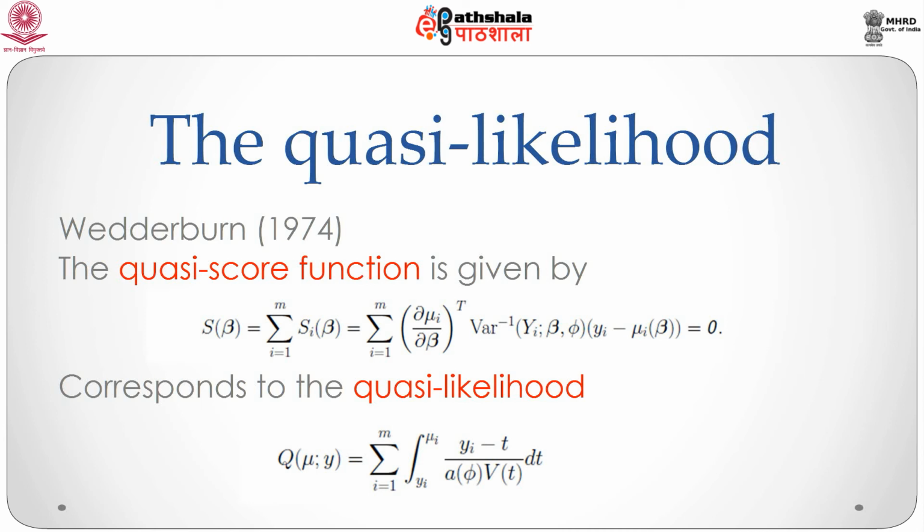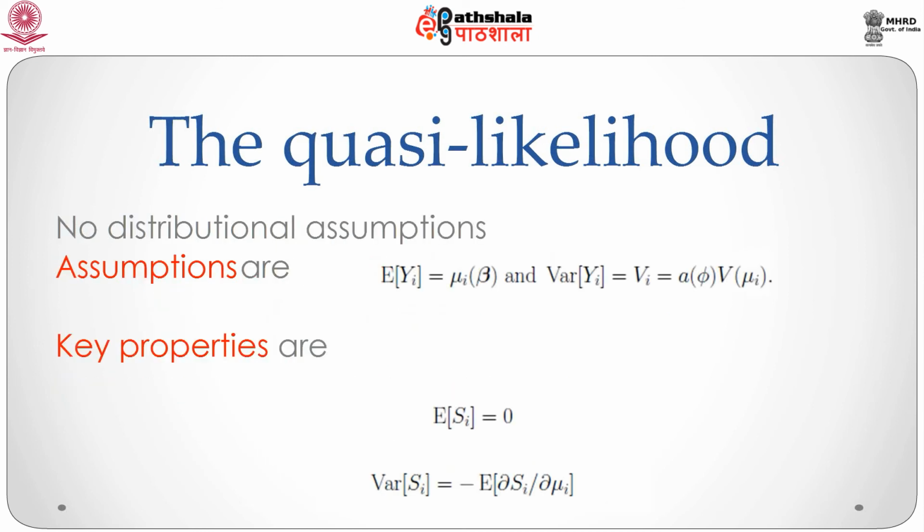So, in fact, the quasi-score function is derived from a function called the quasi-likelihood given by Q(mu; y) equal to summation 1 to m integral from y_i to mu_i of (y minus t) by a(phi) V(t) dt. We shall use this quasi-likelihood and the score functions from the quasi-likelihood to derive our estimators of beta. Note that construction of the quasi-likelihood function Q only requires us to know V as a function of t and thus does not require any parametric distributions. So to repeat here, we are making no distributional assumptions.